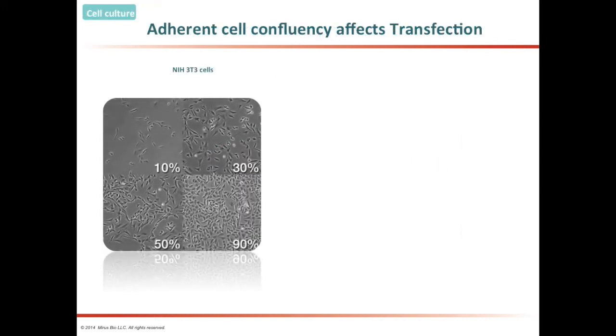Cell culture conditions such as confluency also play a role in transfection efficiency. Here's an image of 3T3 cells showing confluencies anywhere from 10% confluency to 90% confluency. Performing transfections on the very low end of confluency can lead to problems with cell health, whereas performing transfections on completely adherent cells can result in very low transfection efficiencies.